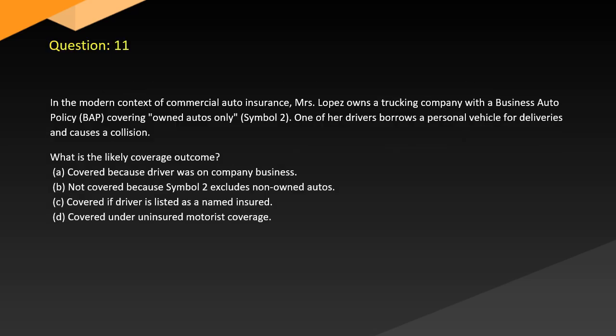Question 11. In the modern context of commercial auto insurance, Ms. Lopez owns a trucking company with a business auto policy, BAP, covering owned autos only, Symbol 2. One of her drivers borrows a personal vehicle for deliveries and causes a collision. What is the likely coverage outcome? A. Covered because driver was on company business. B. Not covered because Symbol 2 excludes non-owned autos. C. Covered if driver is listed as a named insured. D. Covered under uninsured motorist coverage.